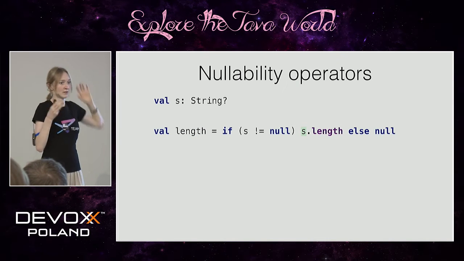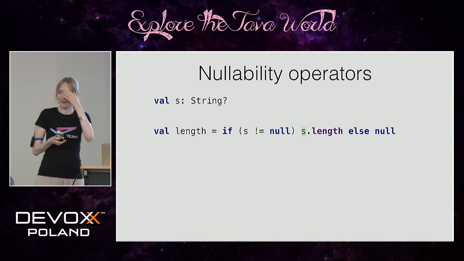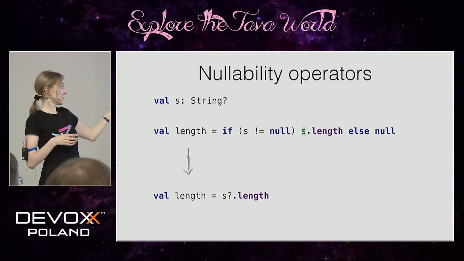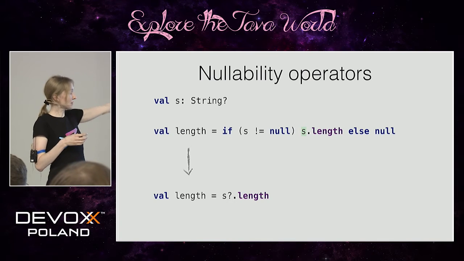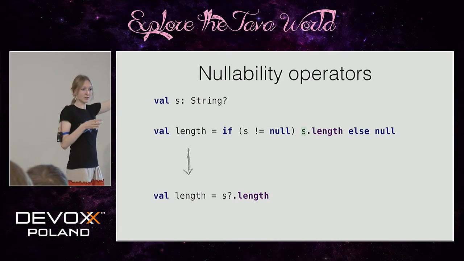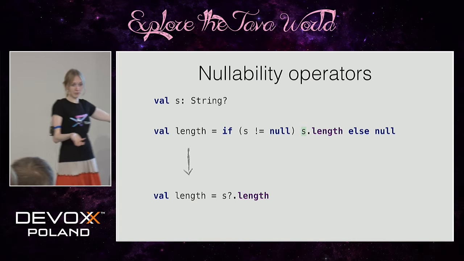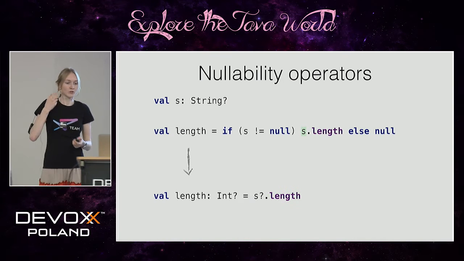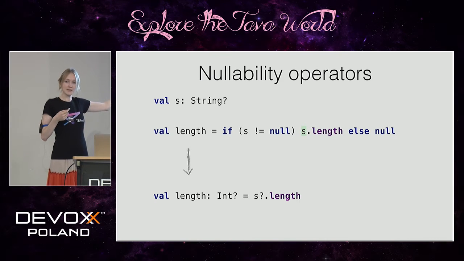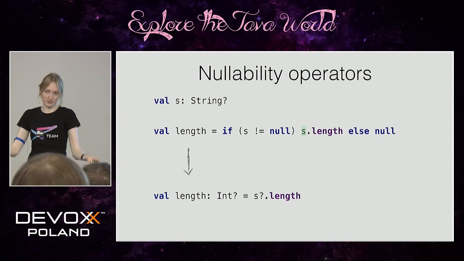If you want to return the result, or assign it to a variable, it works the same. So actually, it's another way to write the first if. If it's not null, return me the length, otherwise null. It's just the more concise way. And what is the type? The type will be nullable. Yes, the type of the result. If we can return null, the type of the result is nullable, for sure.